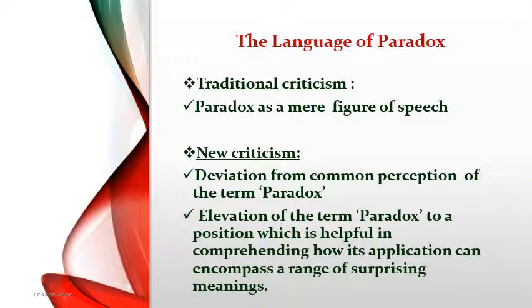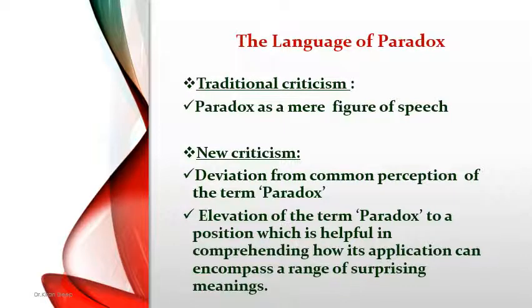And as far as the traditional criticism is concerned, it looks at paradox as a mere figure of speech, as it is used in John Donne's poem we have just seen. But when we talk about the new criticism, as it has already been mentioned and explained to you in the previous session, new criticism is concerned with structural analysis. So here, while talking about the role of paradox in understanding a poem, there is a deviation from the common perception of the term paradox.